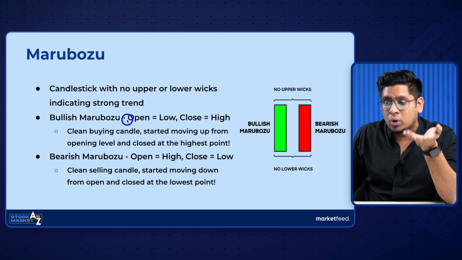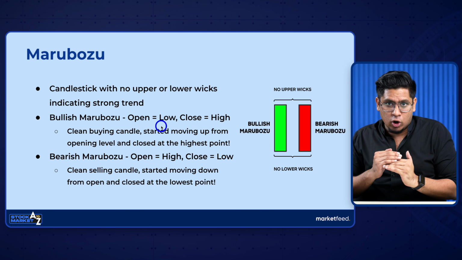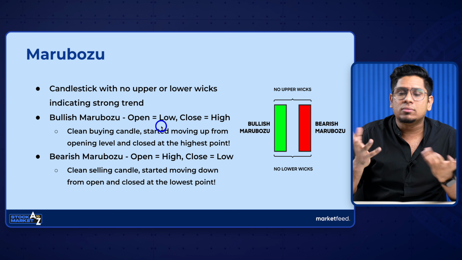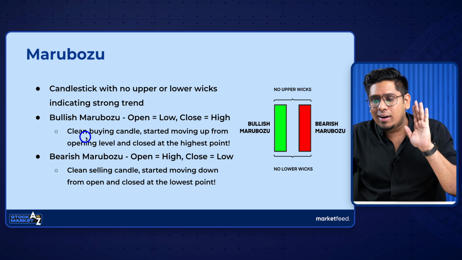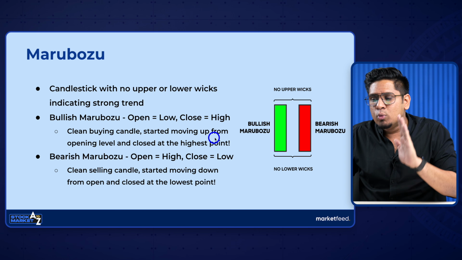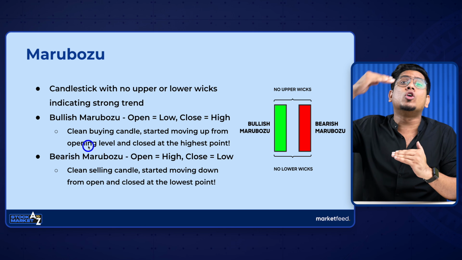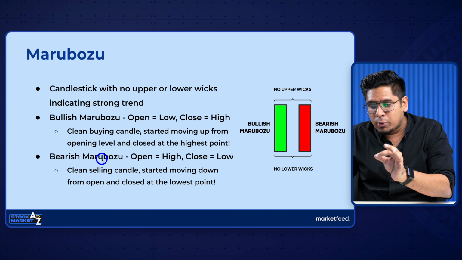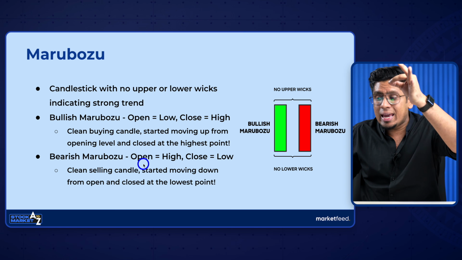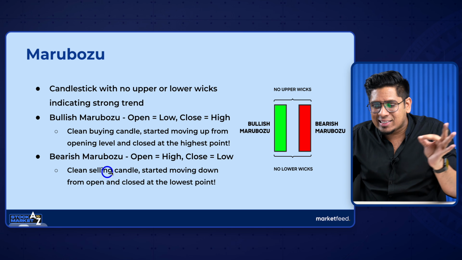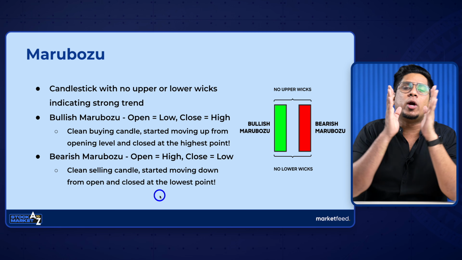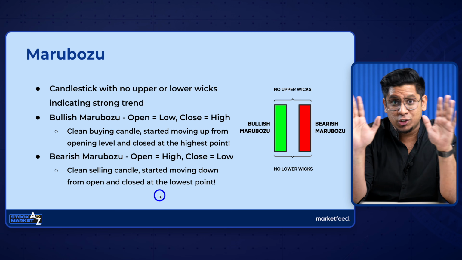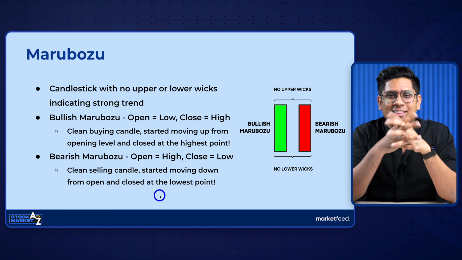So a bullish Marubozu means that open is equal to low and close is equal to high. Do you need to buy hard this? Again, absolutely no, right? It is a clean buying candle, started moving up from the opening level and closed at the highest point. Bearish Marubozu means that open is equal to high and close is equal to low. Clean selling candle, started moving down from open and closed at the lowest point. Simple. You have understood the story. You have understood the theory as well.